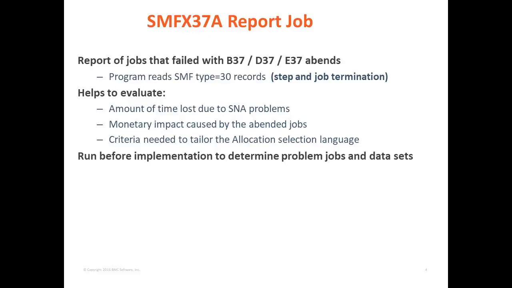The SMFX37A job that is found in the BBSAMP library is used to report on jobs that failed with an X37 abend or space not available condition. It reads the SMF Type 30 records. This job is useful to help determine the types of rules that will be implemented and data sets to include in the allocation functions. You should execute this job before implementing SRM allocation, and then execute it again on a regular basis to check the system for any conditions missed in the original analysis.